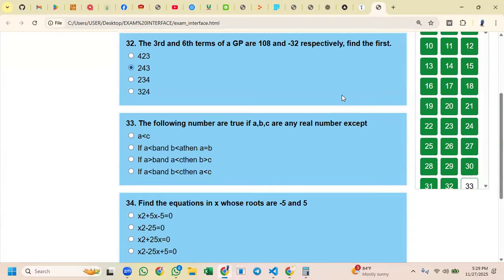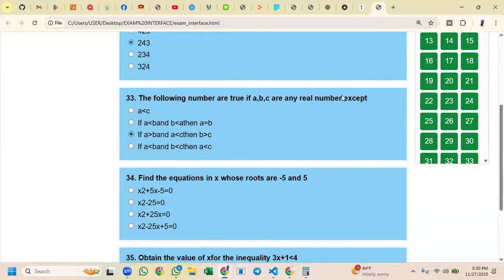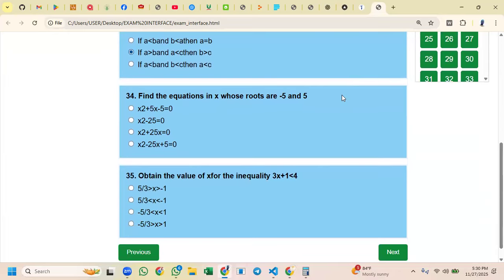The following are true if A, B, C are any real numbers, except, look at all of these options. Under the law of sets, which one will be true if A, B, C are real numbers, like 1, 2, 3? Which one is not true? It is C. If A is greater than B and A is less than C, then B can never be greater than C. You understand? Yes.